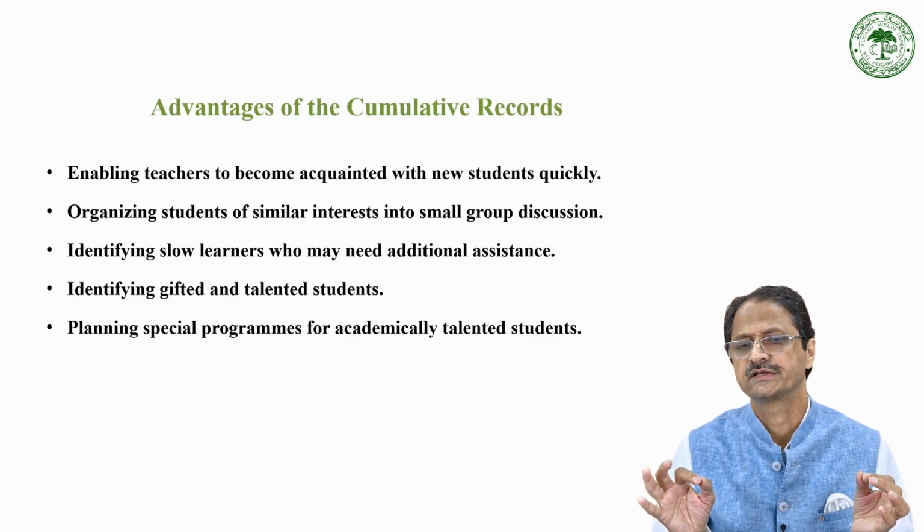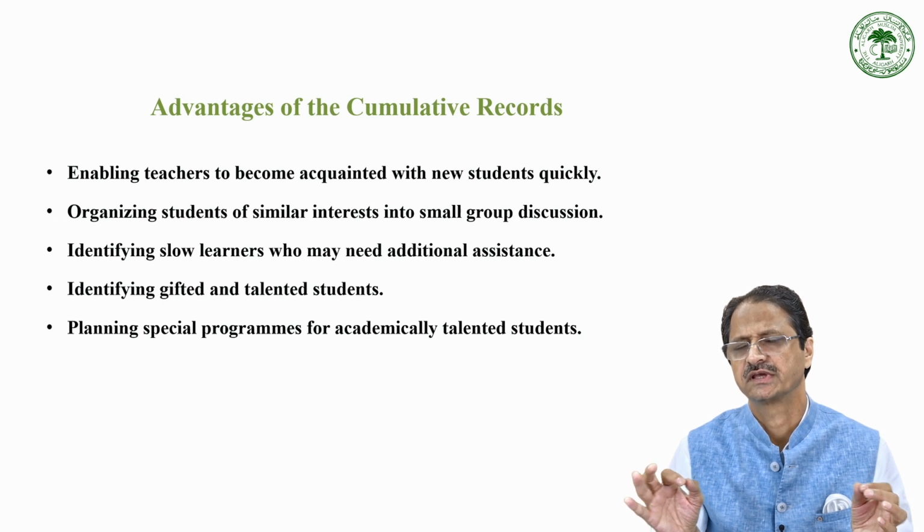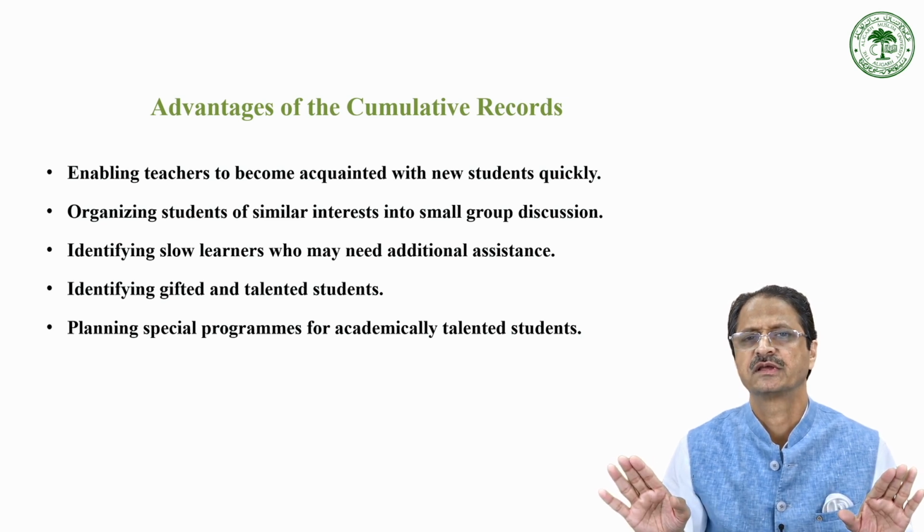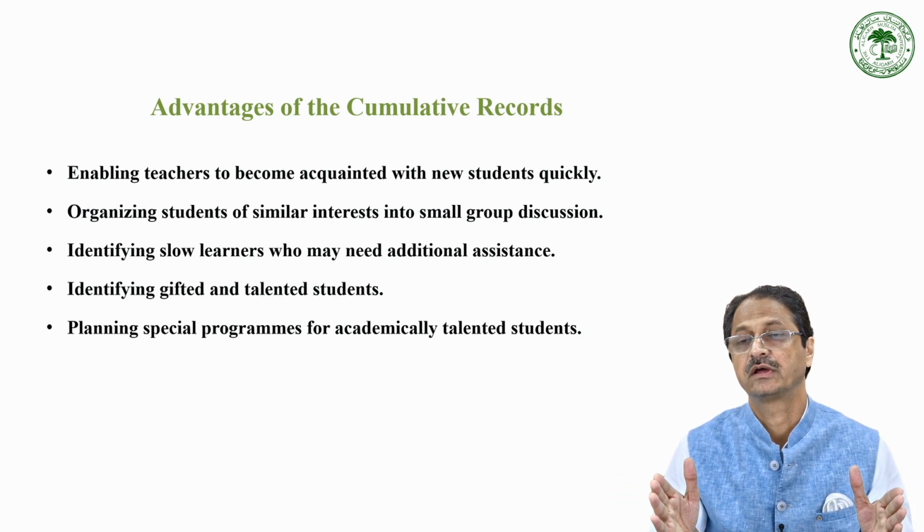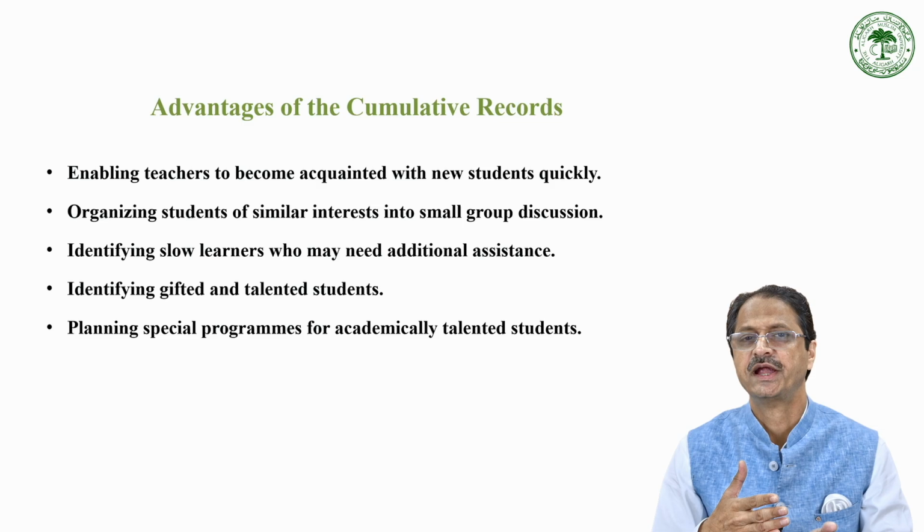Identifying slow learners who may need additional assistance. There are so many slow learners. They may be because of the low IQ level, and they may be because of any other aspect. There is a need to address the issues and the problems of the slow learner, because they face many educational difficulties, and they also suffer from personal adjustment and social adjustment.